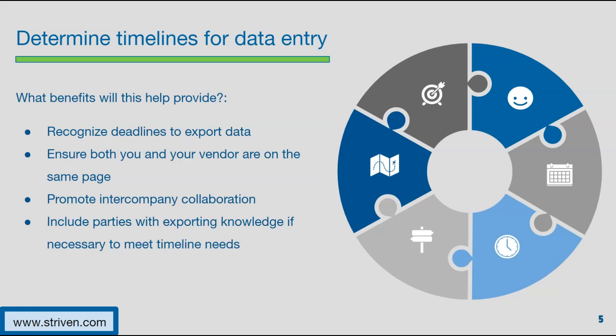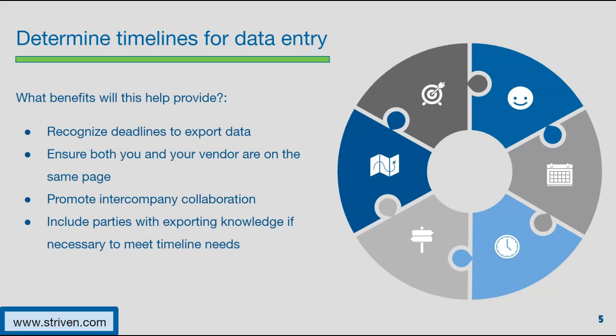Based on the deadline agreed upon, determining who would be the best to export to achieve the deadline is another important step. If your vendor can export the data for you, then you may consider talking with them about providing them access to your old system in a secure way. Regardless of who exports your data, ensuring that you and your vendor are on the same page is a very important facet of the data migration process.